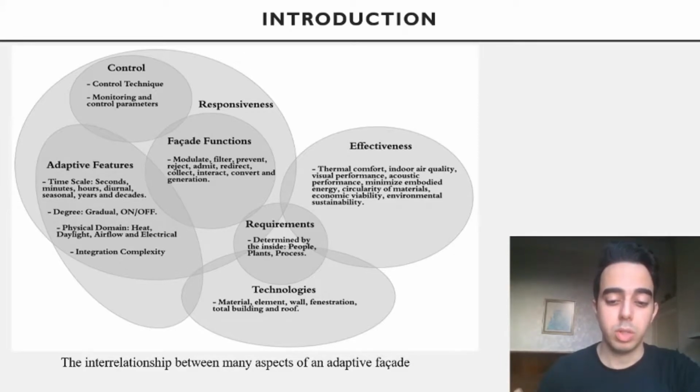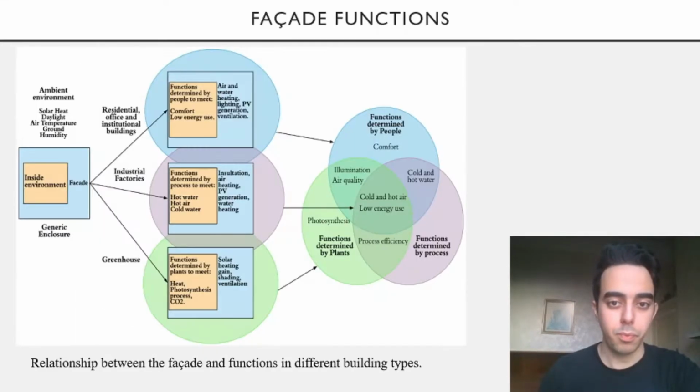Adaptive facades are used as one approach to achieving new and refurbished near-zero energy buildings. This figure shows the interrelationship between many aspects of an adaptive facade. Each aspect is explained in detail in different sections throughout the paper.